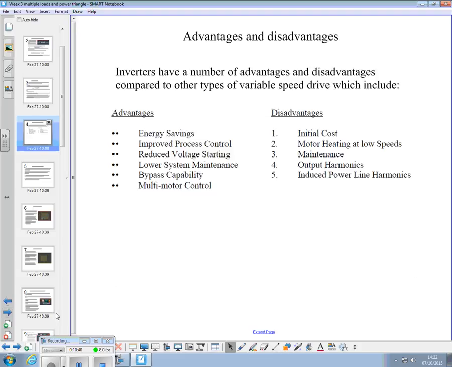Advantages and disadvantages. We look at these individually, but inverters do have a number of advantages and disadvantages. Their advantages are in energy saving, improved control of the process, reduced voltage starting, lower maintenance. They're easily bypassed. So if you had an emergency situation, that pump must start up and go flat out, or you want to take the inverter out, you can bypass them fairly easily. It's not true of some other systems. And there are systems where they can control multiple motors using one controller. Disadvantages are the initial cost, heating of the motor at low speeds, maintenance of the inverter itself, output harmonics, and the induced harmonics they can put on power lines. This can be quite a big issue.